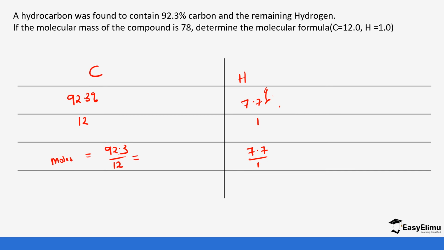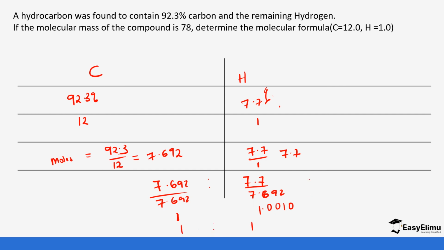So 92.3 divided by 12 will give us 7.692, while 7.7 divided by 1 is 7.7. So we get the two ratios, 7.692 and 7.7. We take the least, which is 7.692, and divide by 7.692. This gives us 1, and then this will give us 1.0010. So this is the same as the ratio of 1:1. So now this gives us the empirical formula of CH.